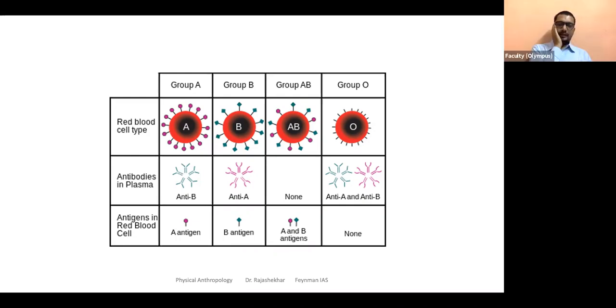Very good. Yes, some cross-reactivity will be there, but it won't be much. Yes, Sunil, go ahead. I'm saying the antibodies of O, since it has both anti-A and anti-B, if we gave to group A or group B, which have antigen A and antigen B, won't it attack? Basically, if someone takes O blood group blood, won't the antibodies present in the O blood group person attack the group A and group B people? I think Vishal was asking the same thing.